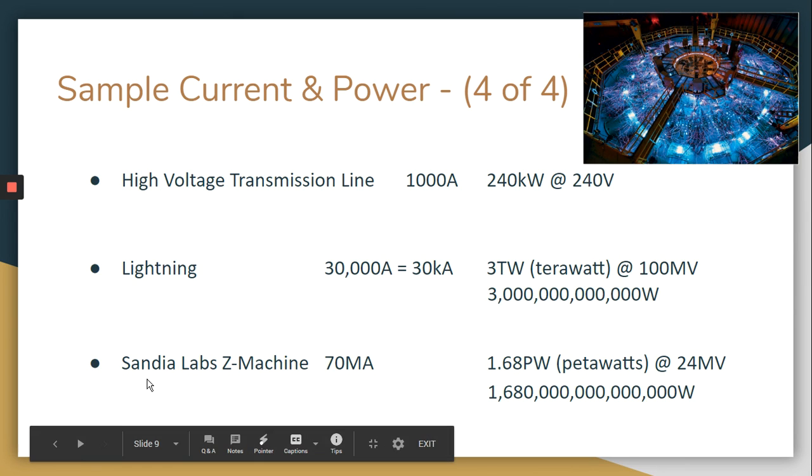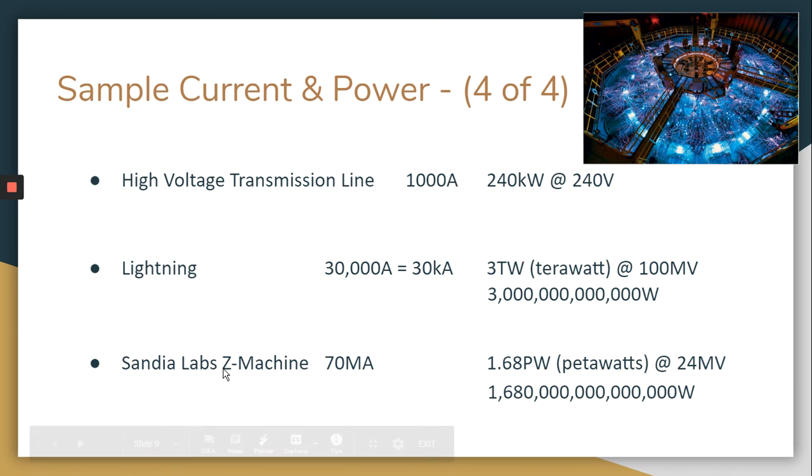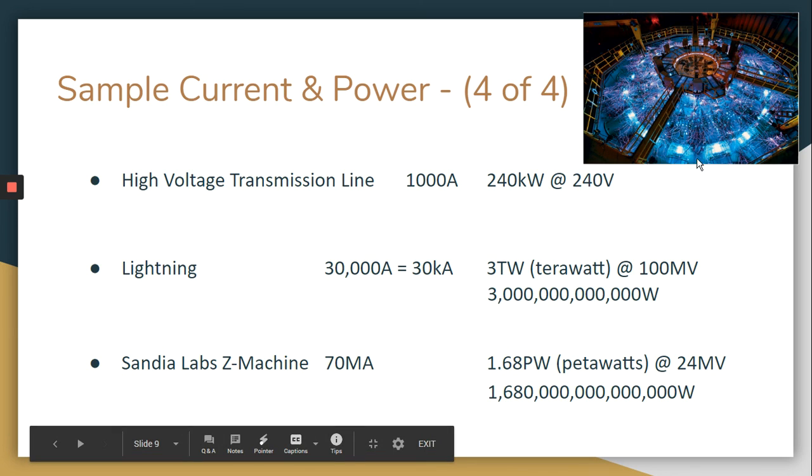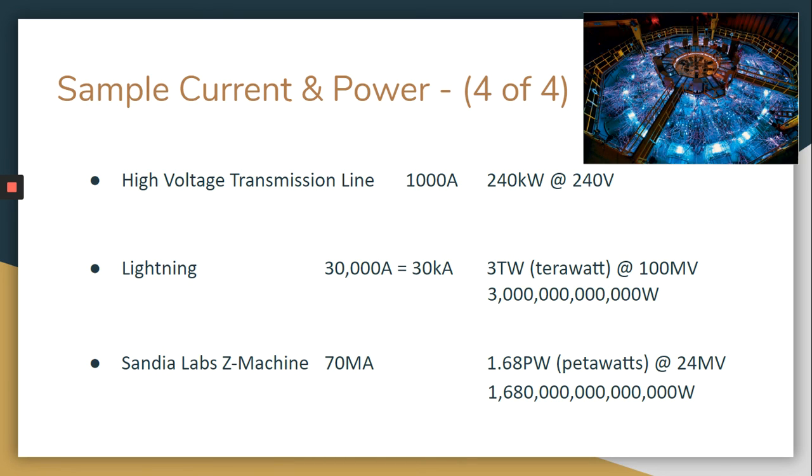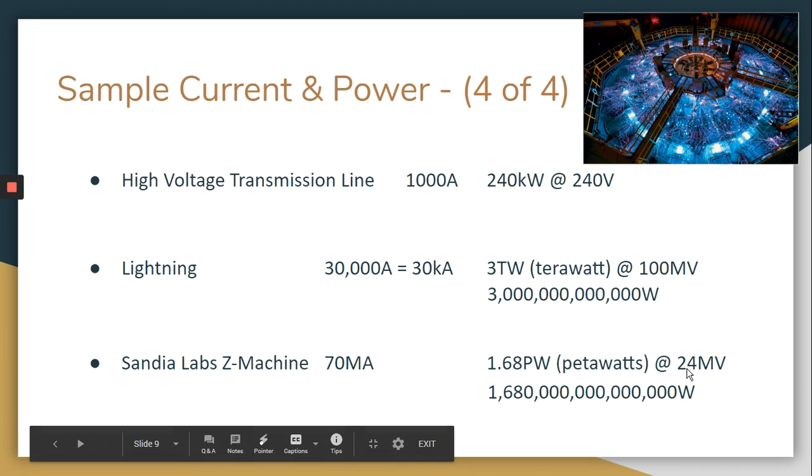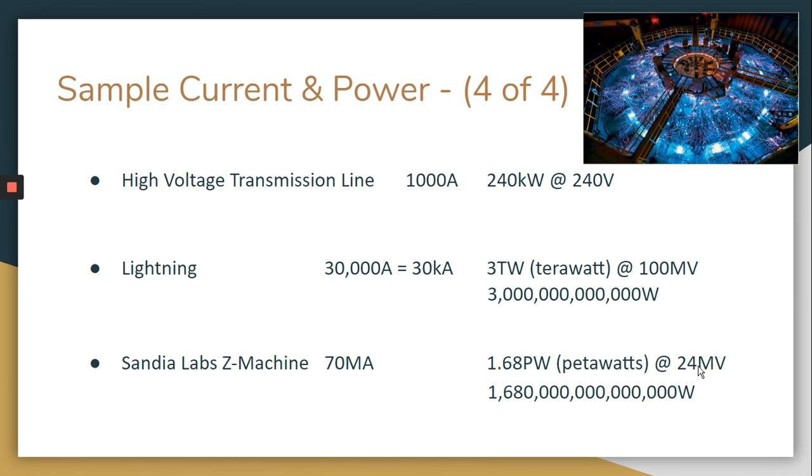Lastly, I included this, the Sandia Labs Z machine. Okay, and if you're wondering what this is, the Z machine is an experimental fusion reactor that is at Sandia Labs here in the US. And they actually use 192 high-powered lasers to compress a pellet of hydrogen in order to fuse it into helium. And in order to run this, they have to use 70 mega amps. So that's 70 million amps. Okay. And they use a voltage of 24 megavolts. Okay. So every time they fire this, it releases 1.68 petawatts.